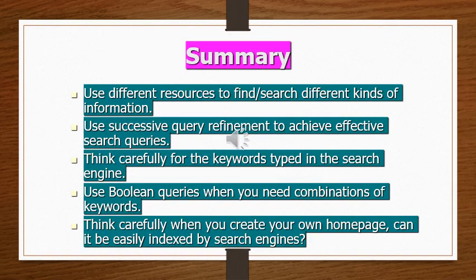In summary, whenever you are searching for information, use different resources to search for different kinds of information. Use successful query refinement to achieve effective search queries. You should think carefully about the keywords you type in the search queries so that you can get better search results. Use Boolean queries when you need a combination of keywords, and, or, not, to make your search better. Think carefully when you create your own homepage so that it can easily be indexed by search engines.